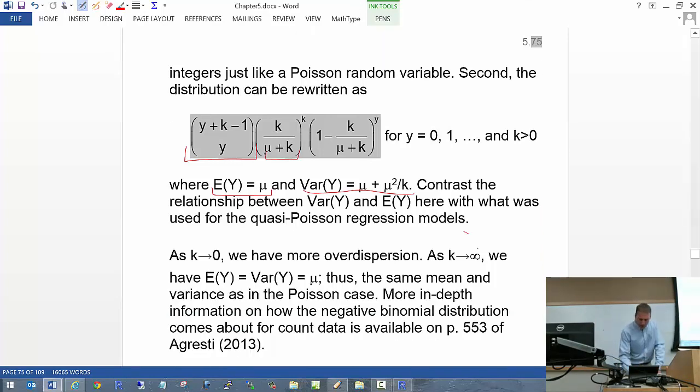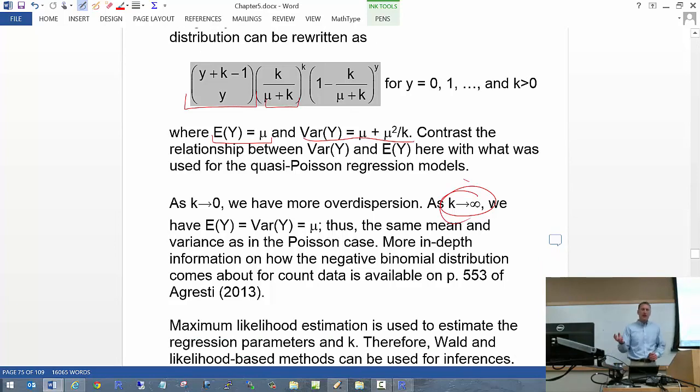As k gets larger, notice what happens. That mu squared divided by k goes to 0. And thus I get closer and closer and closer to the regular old Poisson setting. So this k here is really helping us control the amount of overdispersion that we have to deal with. We will want to estimate k, just like we wanted to estimate gamma for the quasi-Poisson setting.